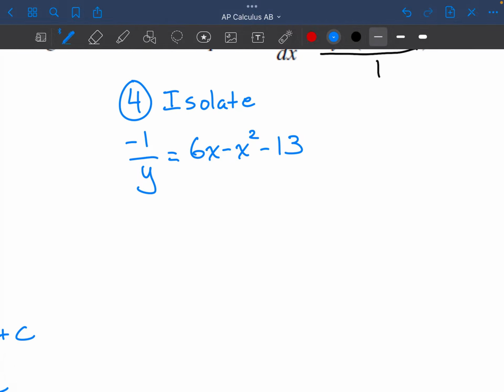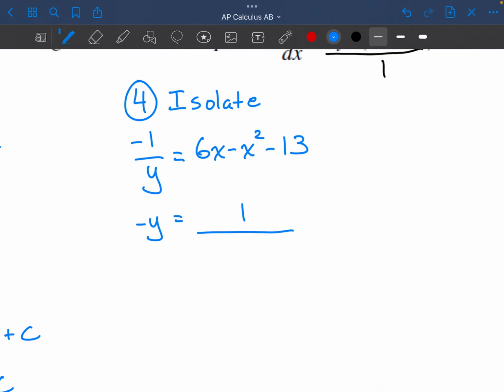The first thing that I see is I have a y trapped in the denominator. To untrap that, I'm going to take the reciprocal of the left-hand side, but if I do that, I need to also do the reciprocal of the right-hand side. So take the reciprocal of both sides. As long as you don't divide by 0, that is okay to do. So now I have negative y. I mean, really, this should be y over negative 1, which is the same thing as negative y, which is why I wrote that. And that's going to be equal to 1 over 6x minus x squared minus 13, and I typically write this in standard form where x squared is the biggest one, so I'm going to have negative x squared and then plus 6x minus 13.